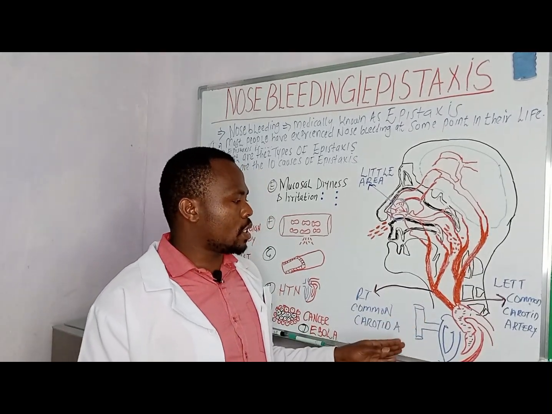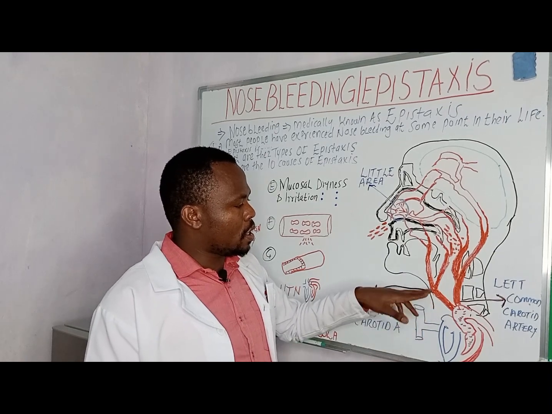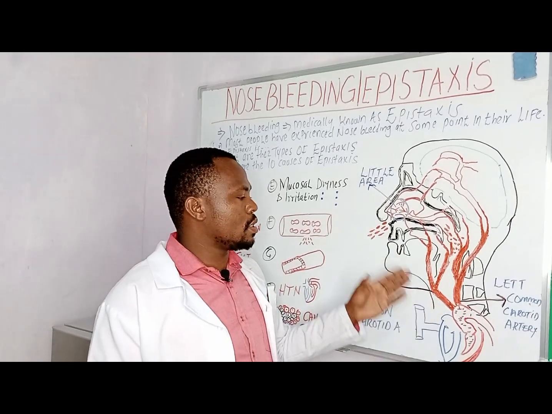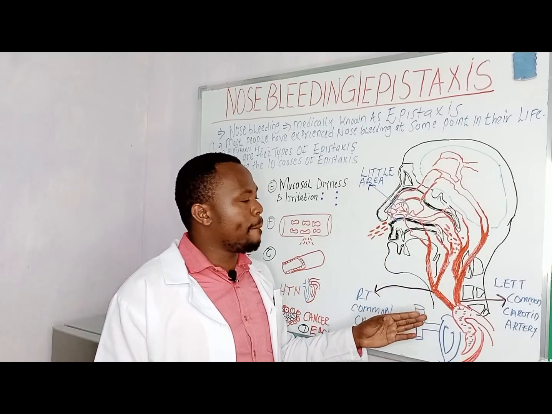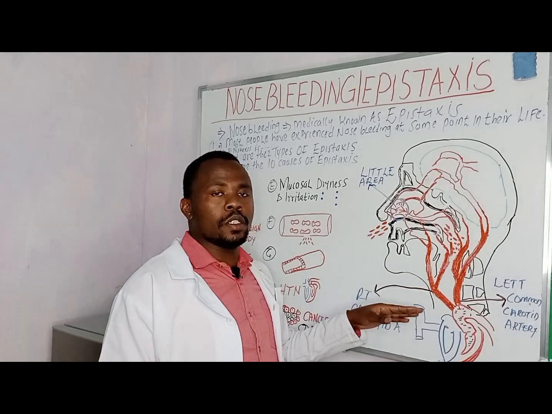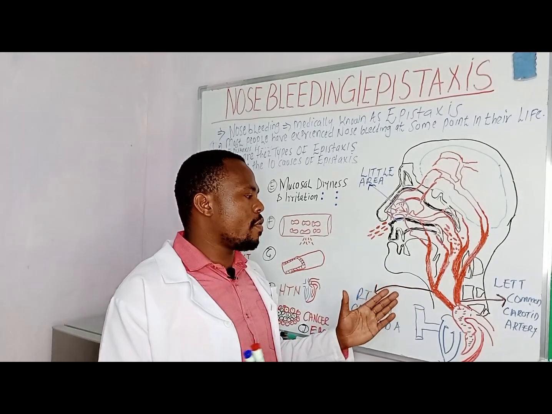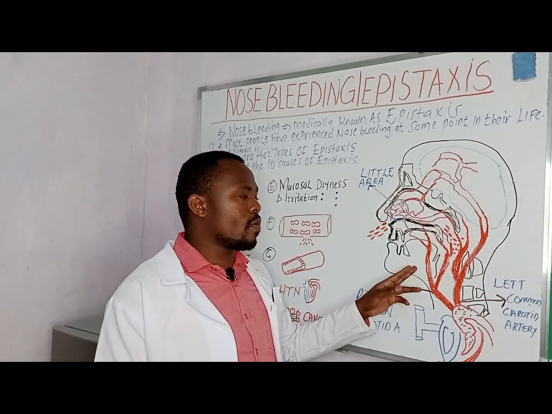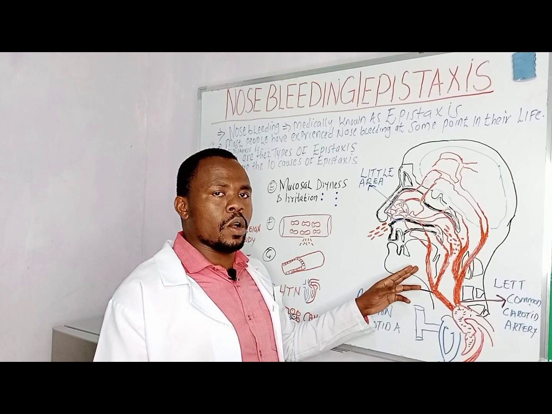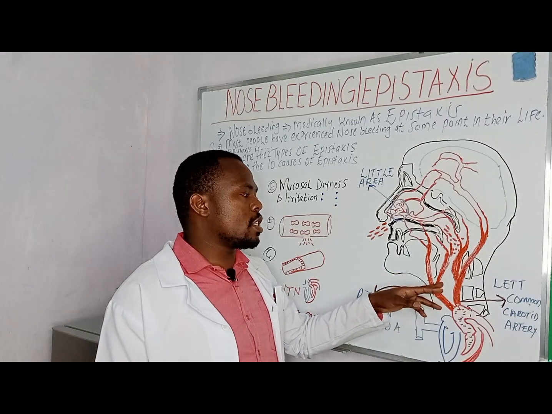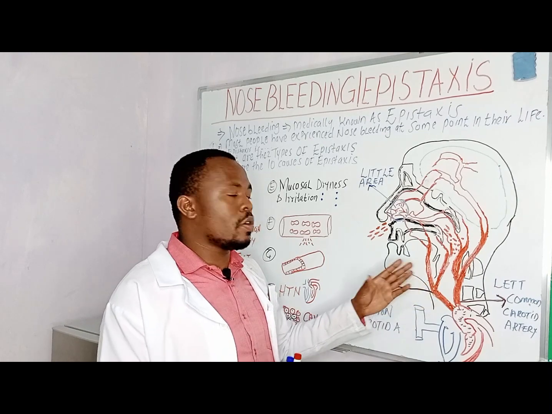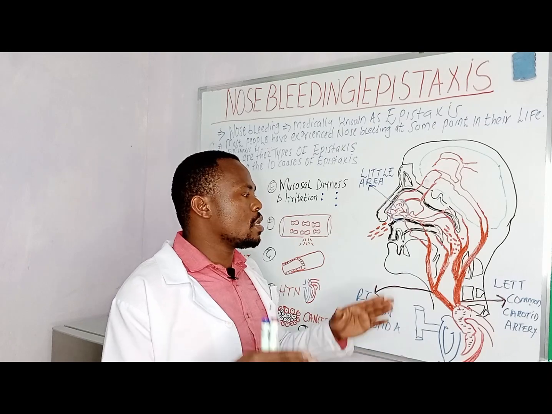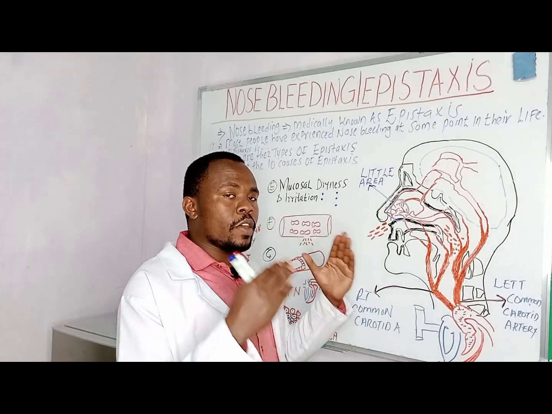The right common carotid artery rises from the arch of the aorta, then it ascends up in the neck. Around the neck region, it separates into two branches. One branch is the external carotid artery, and the other branch is the internal carotid artery. External means it runs more superficially, and internal means it runs within the deeper structures of the neck and the head.